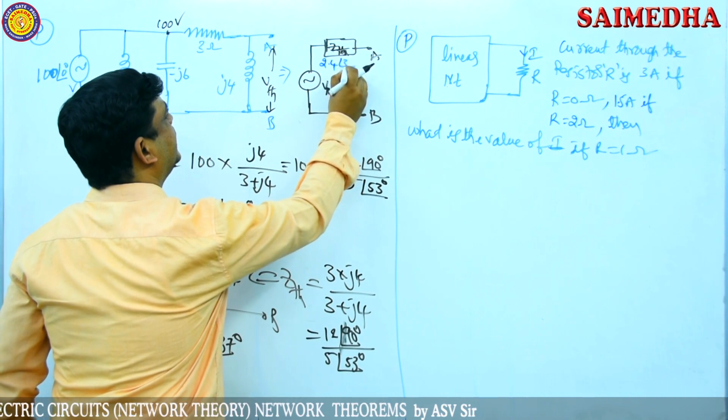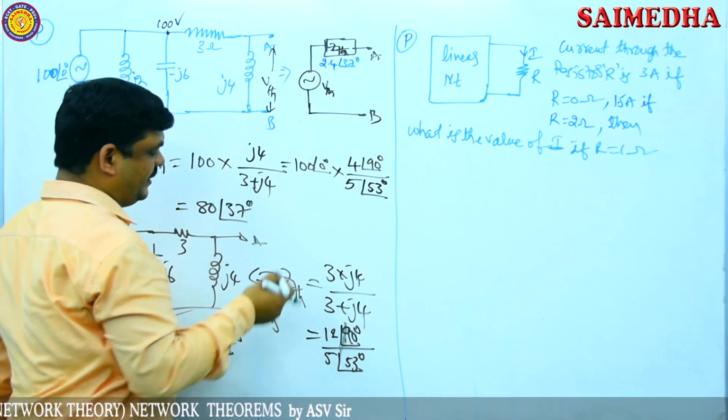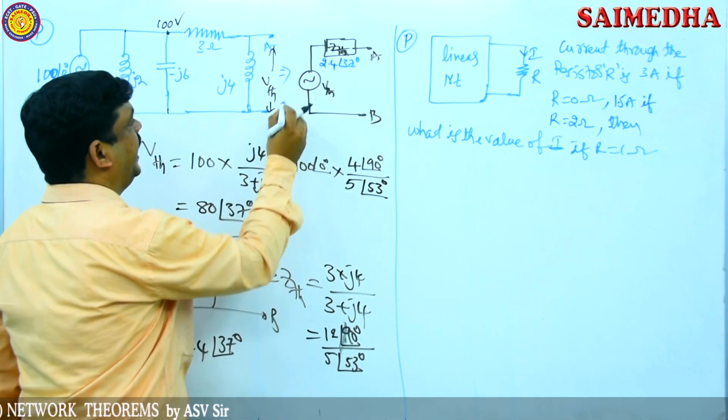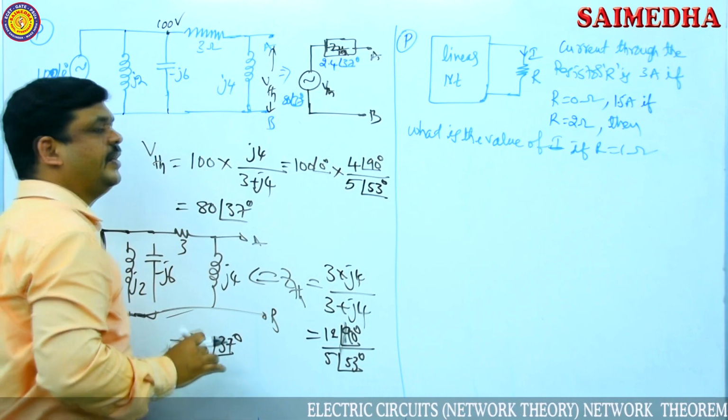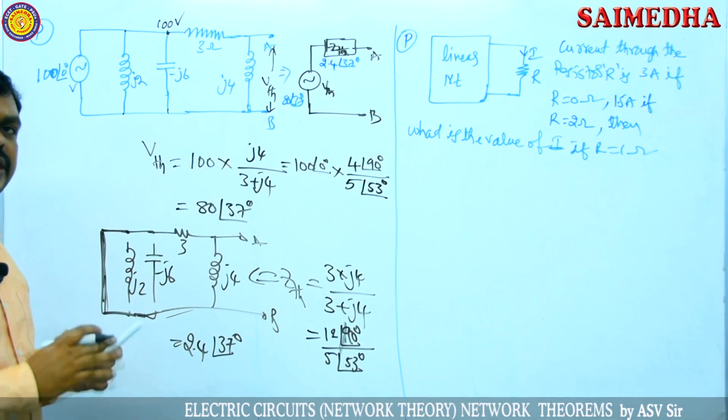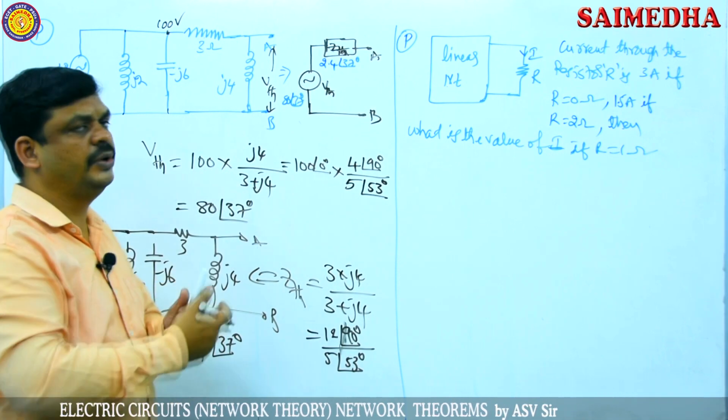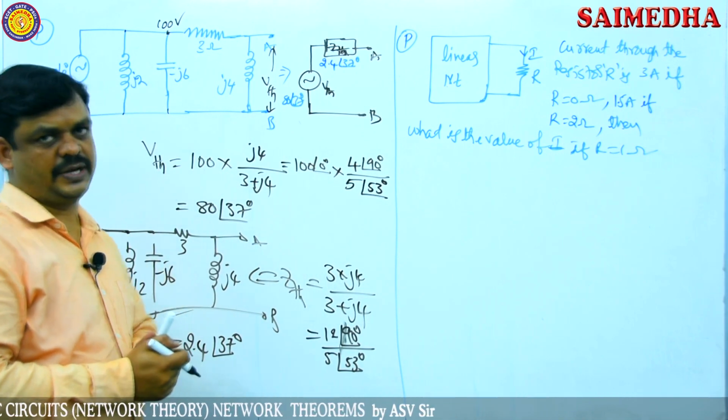2.4 with angle 37 degrees and V Thevenin's value is here 80 with angle 37 degrees. So finally we converted the complete circuit into Thevenin's equivalent circuit.